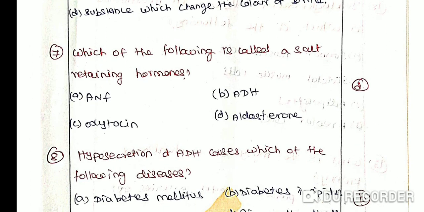Next question: which of the following is called a salt retaining hormone? Option A ANF, option B ADH, option C oxytocin, option D aldosterone. The correct answer is option D aldosterone. Explanation: aldosterone is secreted by the adrenal cortex and is also known as the salt retaining hormone because its main function is the reabsorption of NaCl in blood and the excretion of potassium ions.